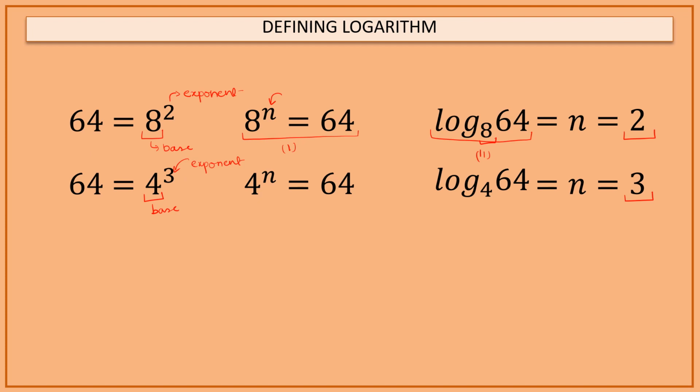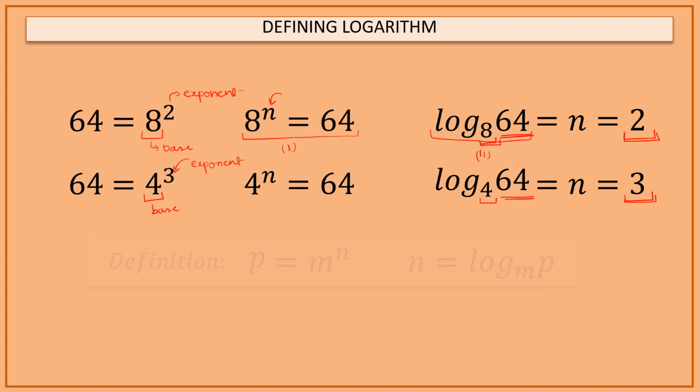So please note that we are taking the logarithm of the same number, that is 64, in both cases, but by changing the base we are getting different values, which we also expect, right? So changing the base for the same number in logarithm can give us a different result, which is accurate in the respective cases.